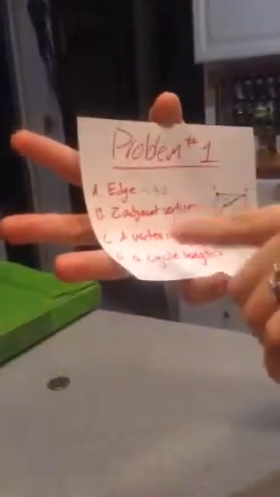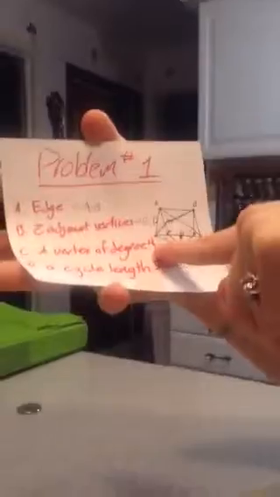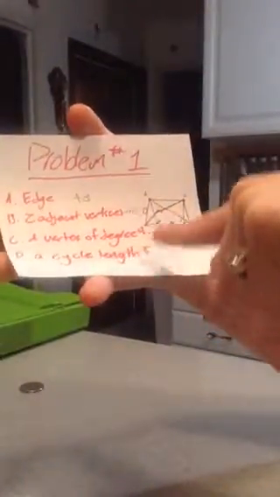Okay, problem number 1. I have drawn this graph out for you. We have to find an edge, 2 adjacent vertices, a vertex of degree 4, and a cycle of length 5. So, here, not me, here.